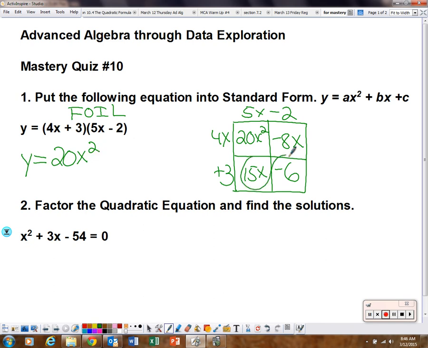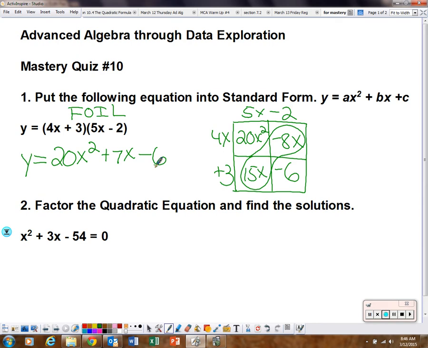Now, the 15x and the minus 8x, we can combine them. When we combine them, that becomes a plus 7x. And then the minus 6 in the back because it does not have a partner. Okay, it is now in standard form. y equals 20x squared plus 7x minus 6.